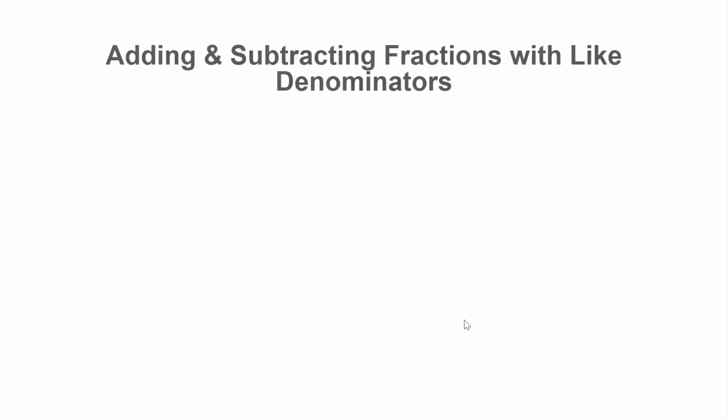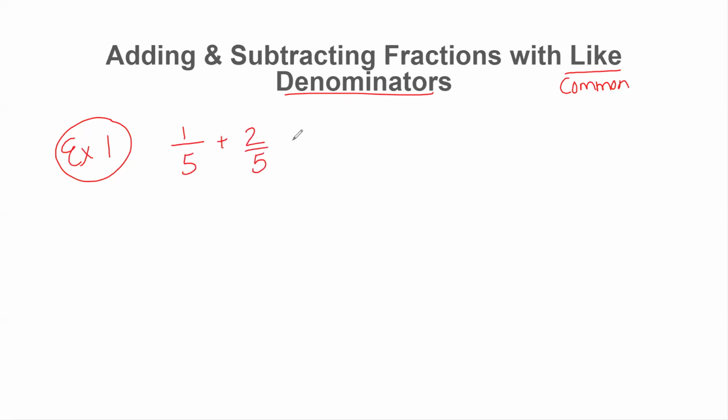So let's start with the simplest way this can be done, which is if they already have a common or a like denominator. When you see that term, like denominators, that also means a common denominator. All right, so example 1, this could be like 1/5 plus 2/5.